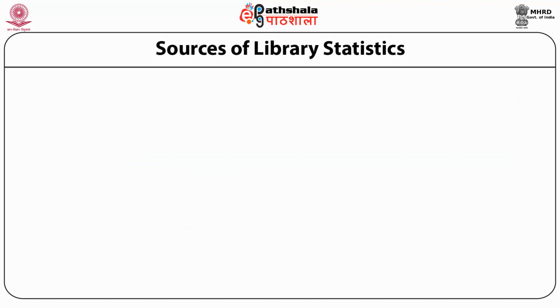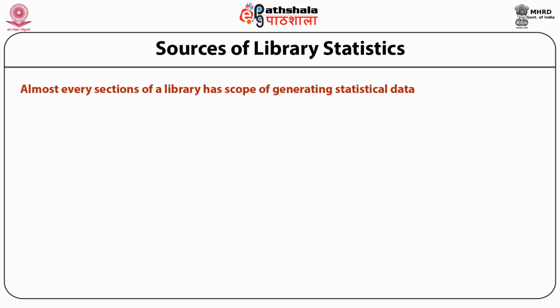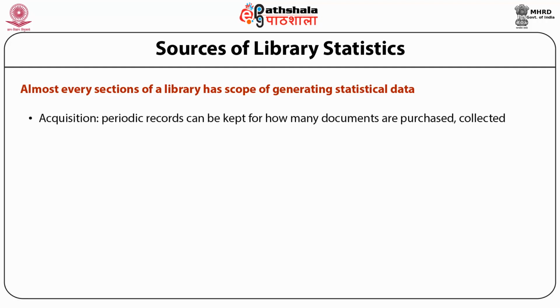Sources of library statistics. Almost every section of a library has scope for generating statistical data. That means the acquisition section, the circulation section, the periodical section, the reference section, everywhere. For example, in the acquisition section, you can find out how much money you have spent on book purchase, online or offline, or how many books you have collected as gratis over the last years. That type of documents you can find out.